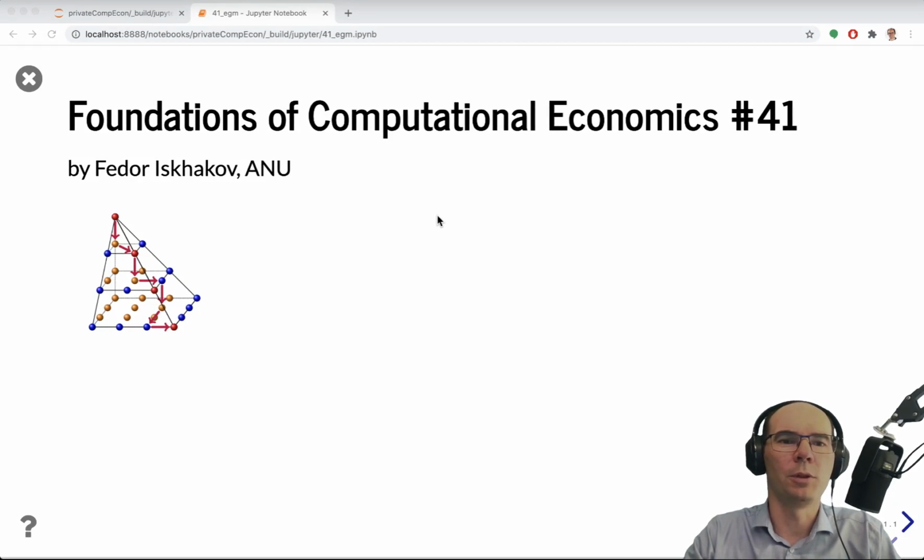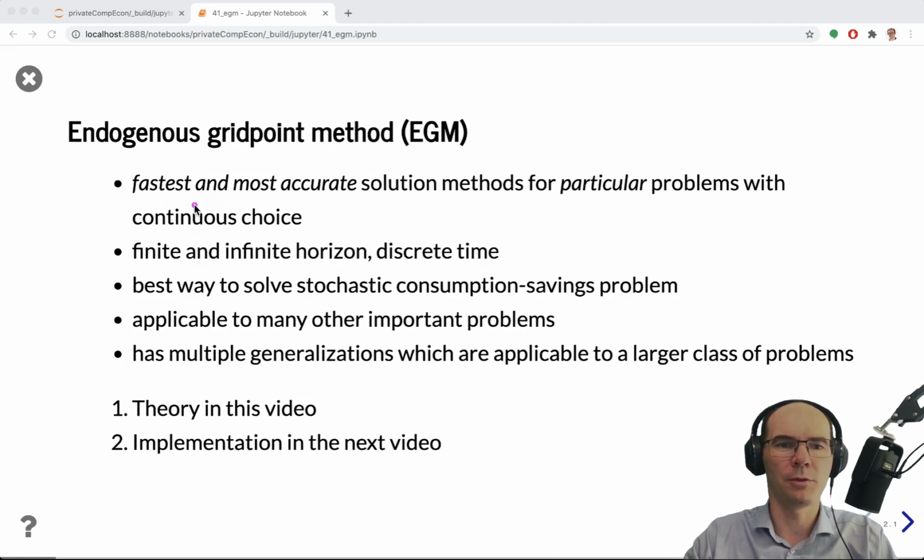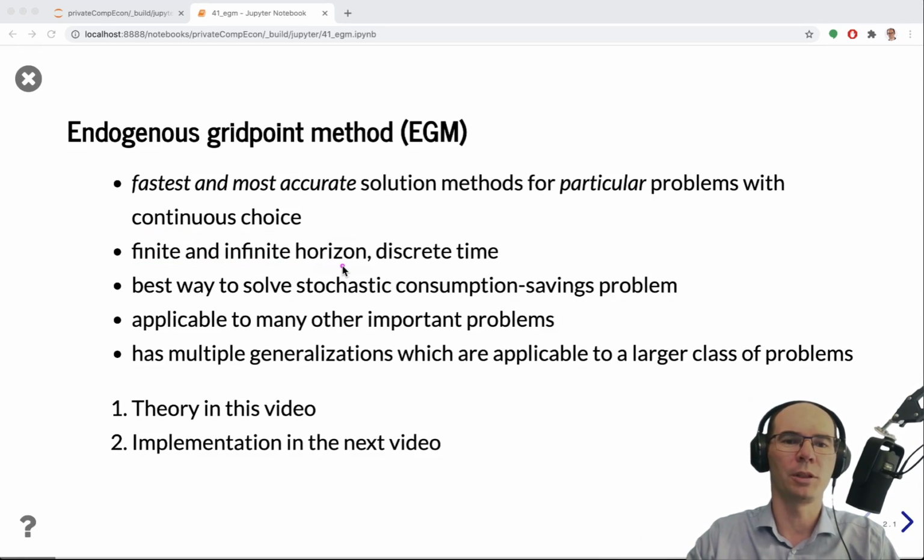In video 41 of the Foundations of Computational Economics course, we will be looking at the endogenous gridpoint method. This is the best one. This is the fastest and the most accurate solution method, unfortunately, for some specific problems with continuous choice. It covers both finite and infinite horizon cases, although we will be talking about infinite horizon primarily.